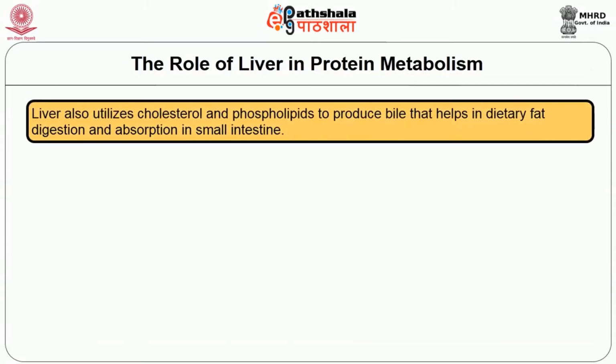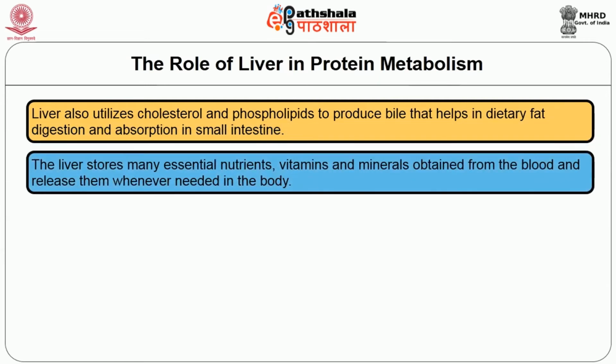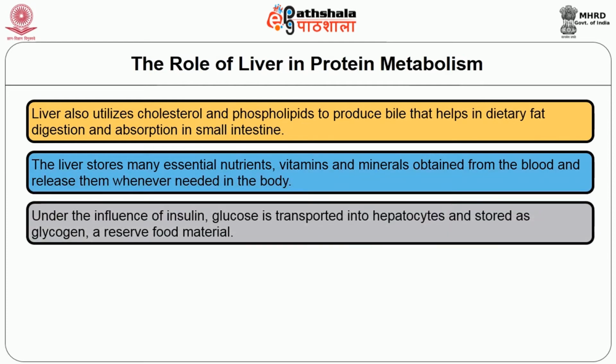The liver also utilizes cholesterol and phospholipids to produce bile that helps in dietary fat digestion and absorption in the small intestine. The liver stores many essential nutrients, vitamins and minerals obtained from the blood and releases them whenever needed in the body. Under the influence of insulin, glucose is transported into hepatocytes and stored as glycogen, a reserve food material.